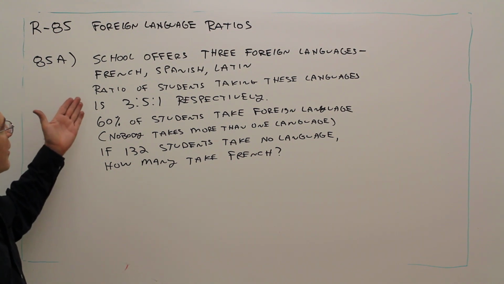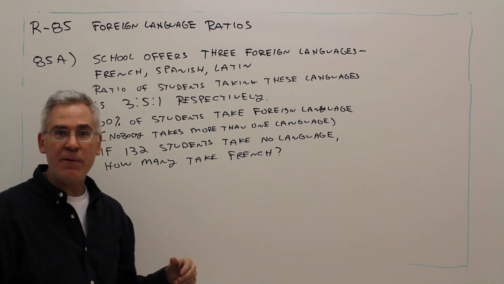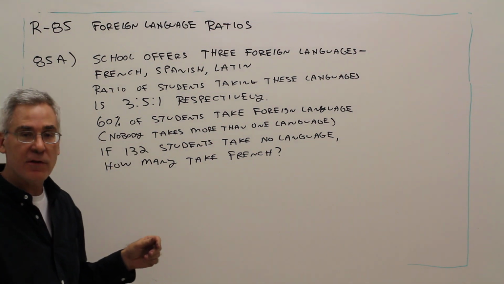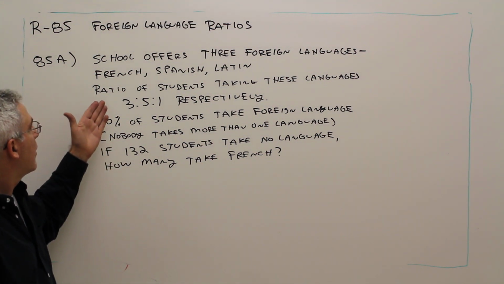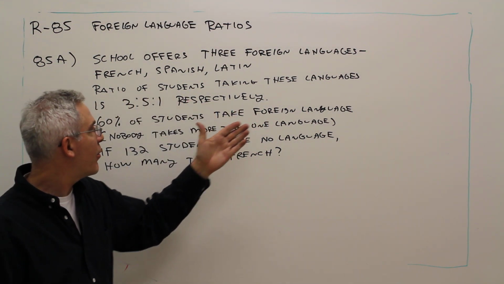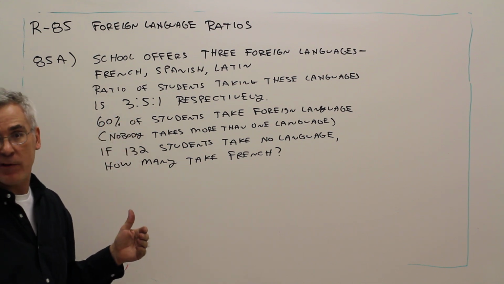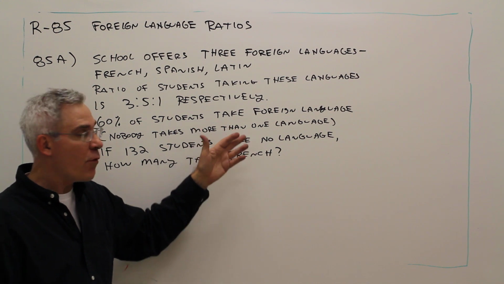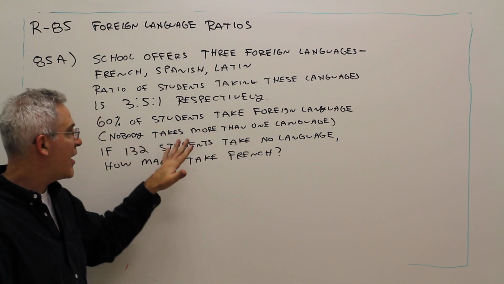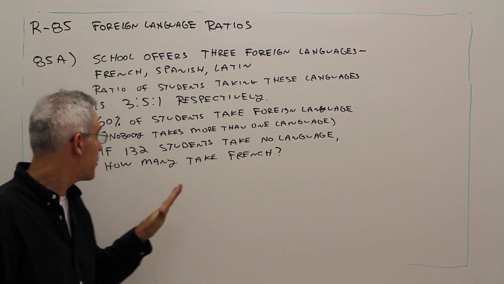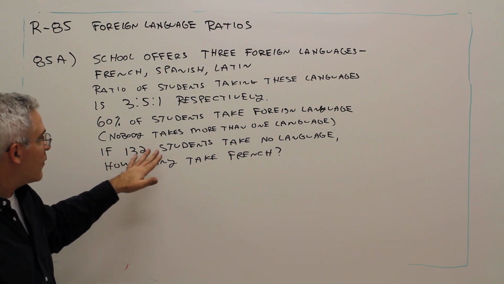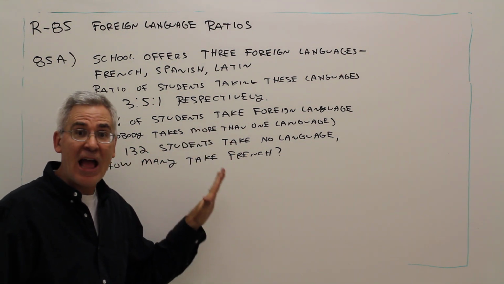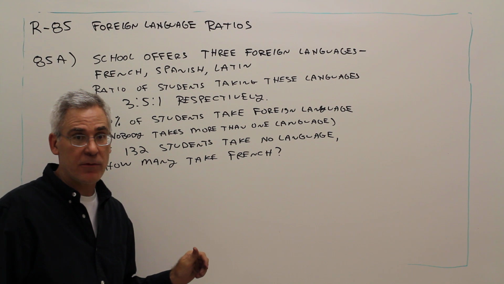All right, 85A. A school offers 3 foreign languages, French, Spanish, and Latin. The ratio of students taking these languages is 3 to 5 to 1 respectively. 60% of students take a foreign language. Note that nobody takes more than one language. If 132 students take no language, how many students take French?